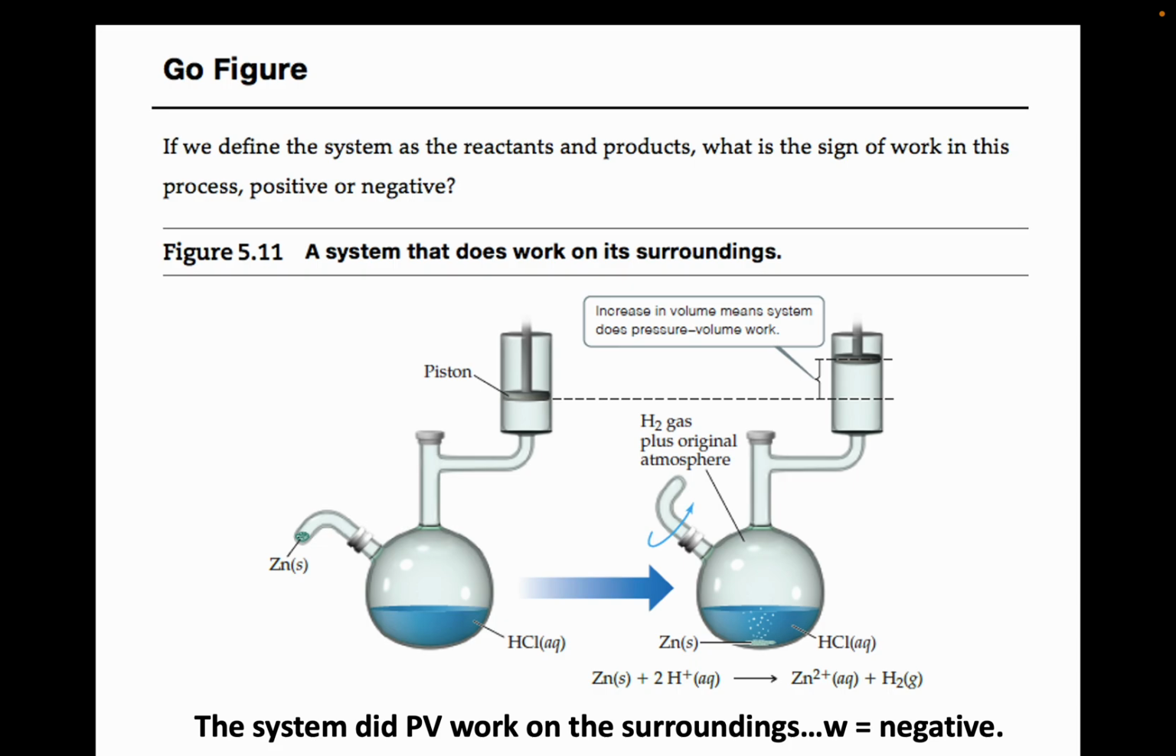The key thing I'm looking for here is how did the volume change? If this is my system, the piston moved outward as gas was generated. It moved outward, so the volume of the system is increasing. When the volume of the system increases, it is doing work on the surroundings. The system did pressure-volume work as the volume increased. The work has a negative sign because the volume of the system expanded.